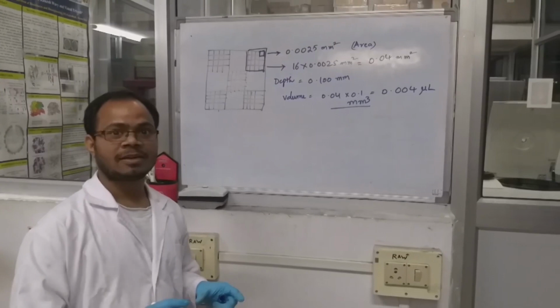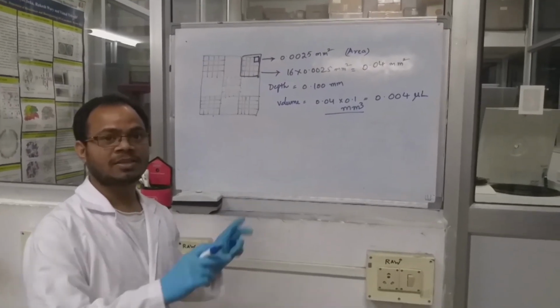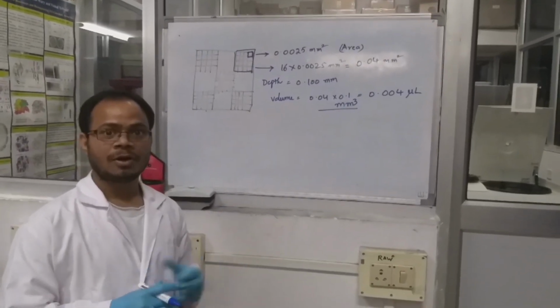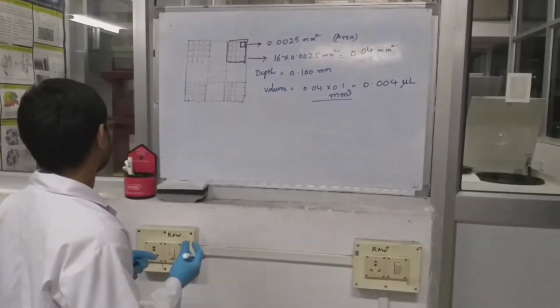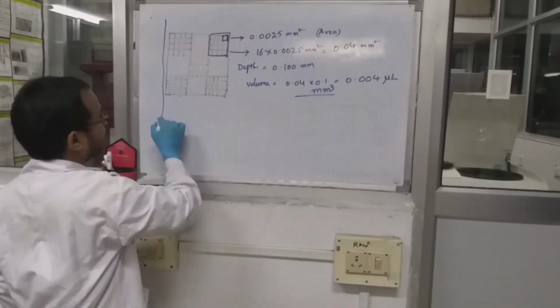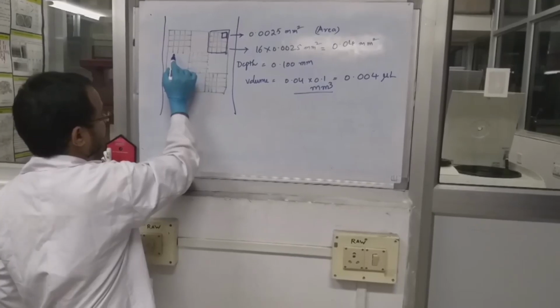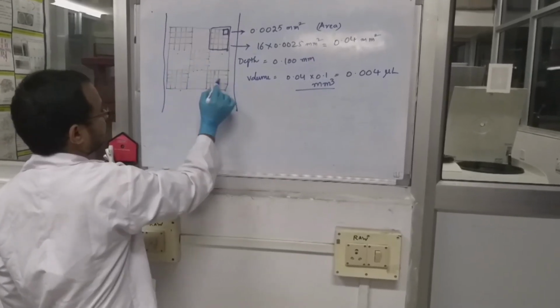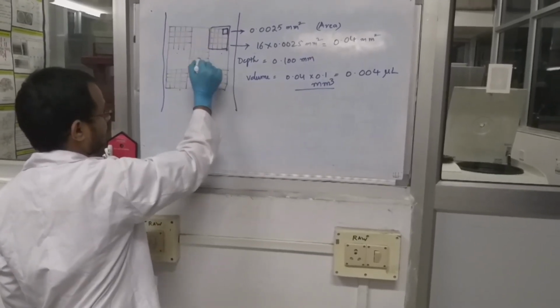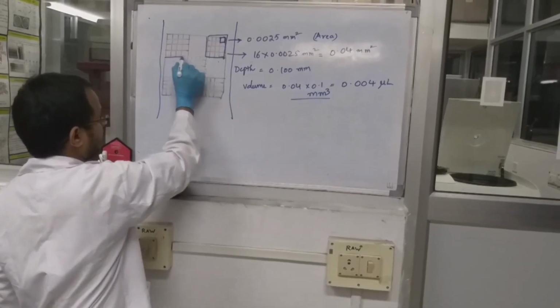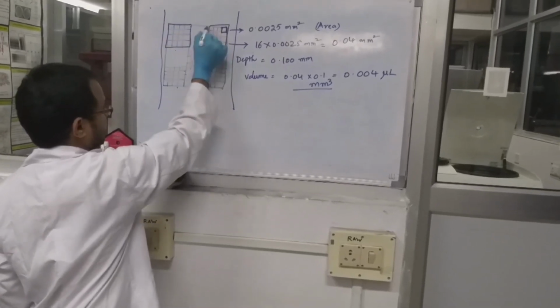So we check how many cells are there in all the squares. Now we have to count. How to count the cells? Here is a typical Neubauer chamber which contains 5 squares. So we have to count cells in these squares.